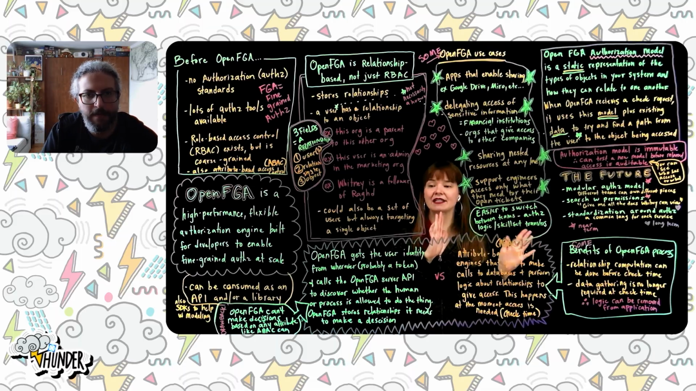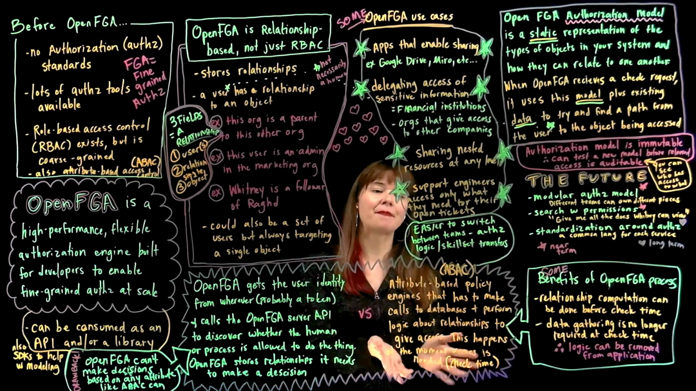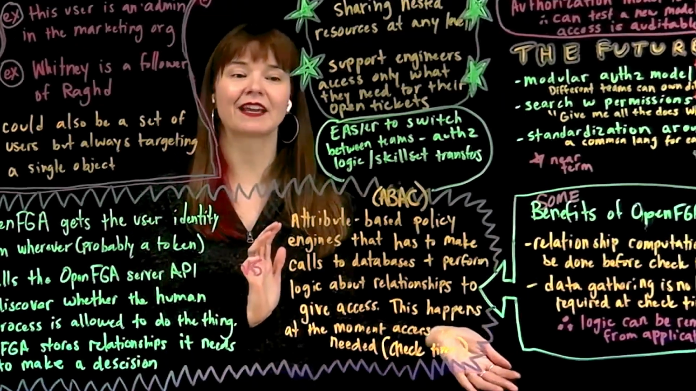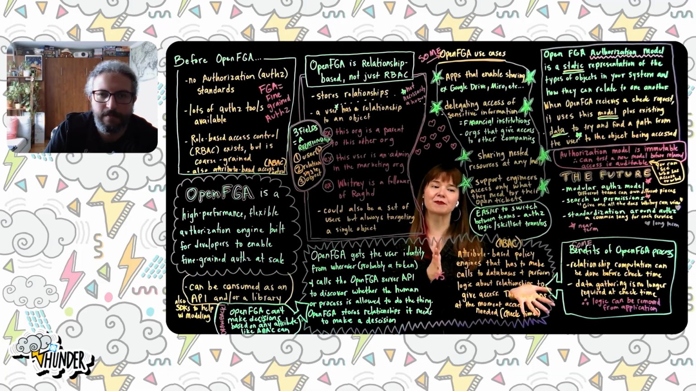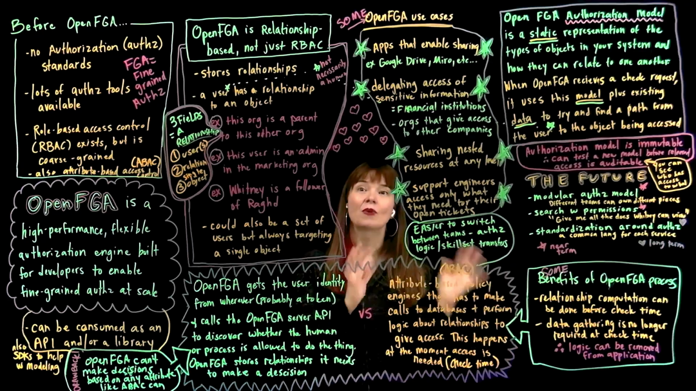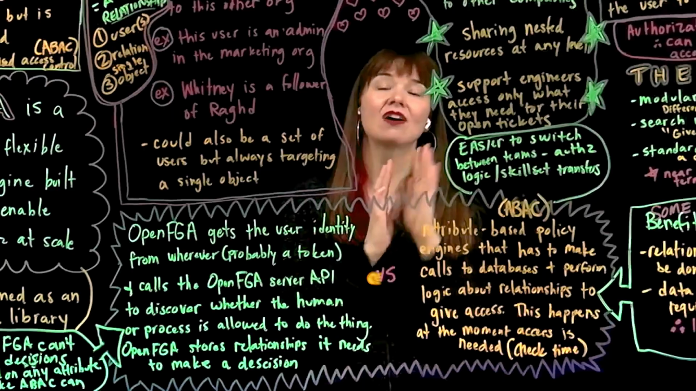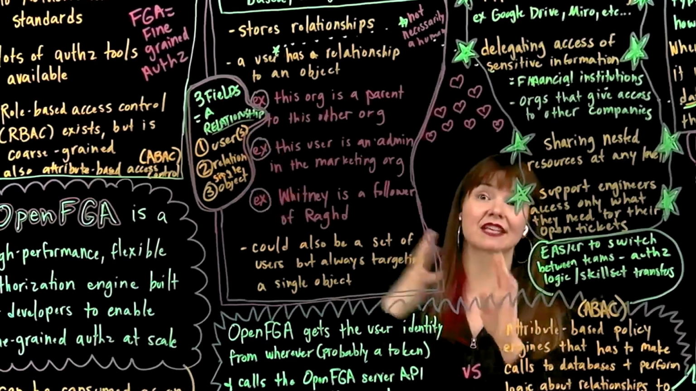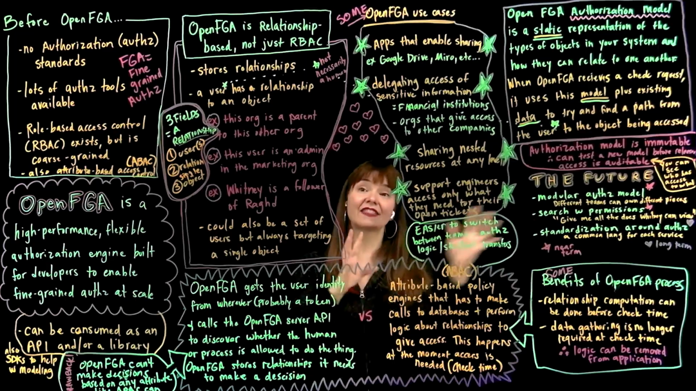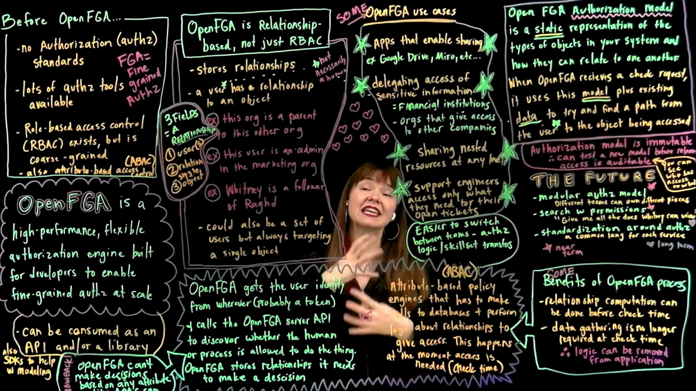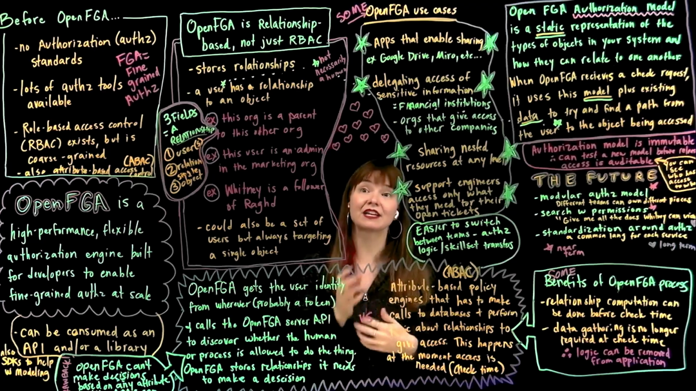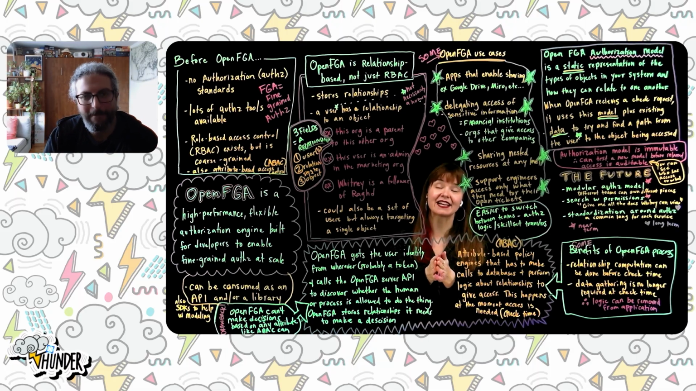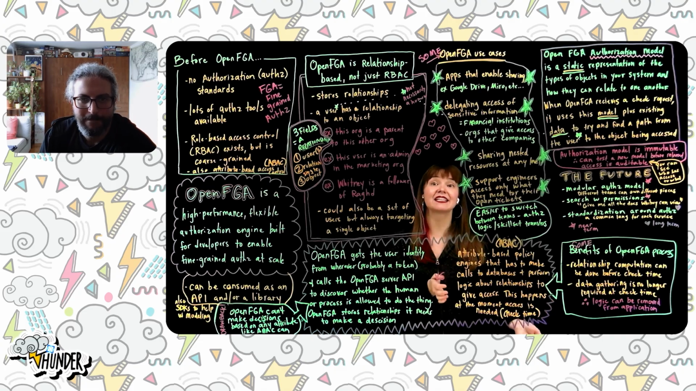Moving on from that, to really help me understand how it works, I needed you to further explain the problem space for me. And so what you taught me is that attribute-based policy engines have to make calls to different databases to even get the information about these three pieces. And then once it has that information, it needs to perform computational logic, and then it can decide whether someone has access. And none of that is happening until check time.